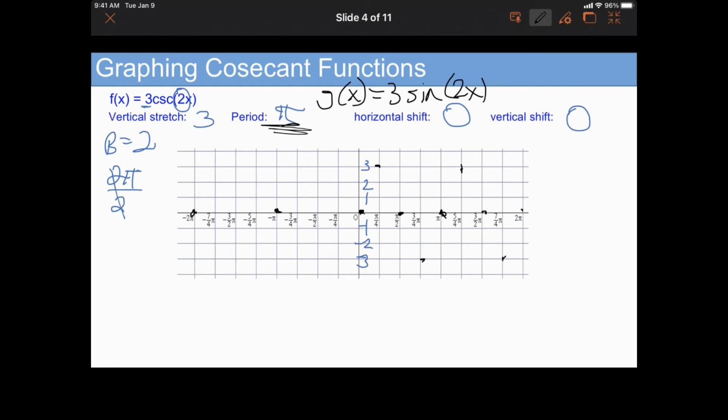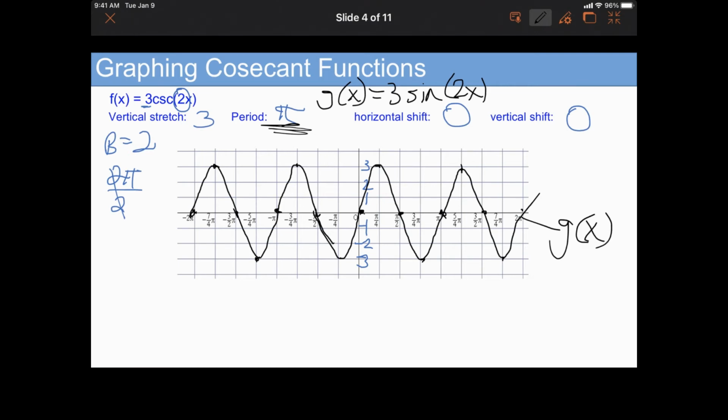So you can see that there are more cycles in this. So again, this is the sine. This is g of x. So you can see that the vertical stretch now really shows more in the sine how it stretches.